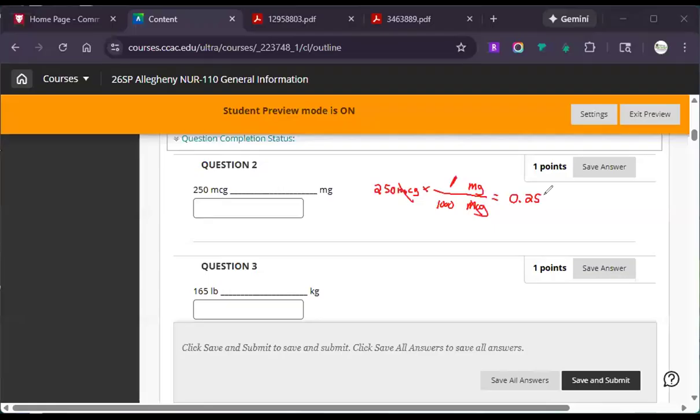0.25 milligrams. So again, when I get an answer like that, that's the answer. Don't round that to 0.3. Don't add a zero after the 5. Keep the zero in front of the 0.25. And so you're going to put an answer of 0.25.